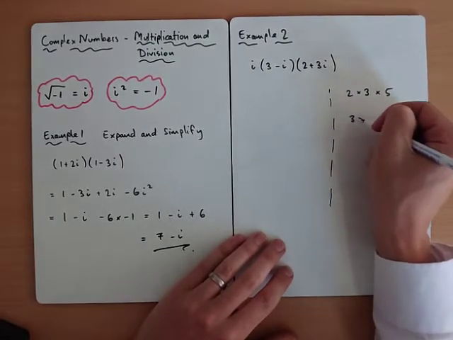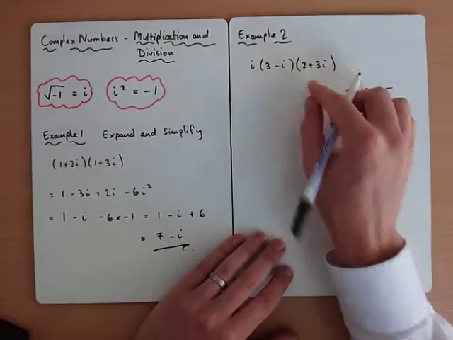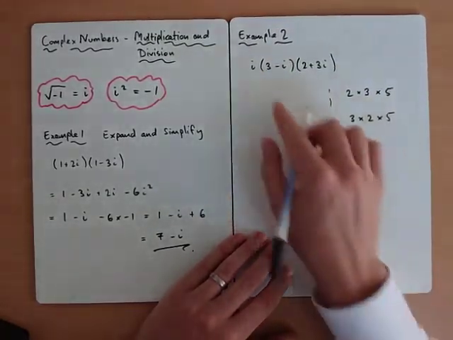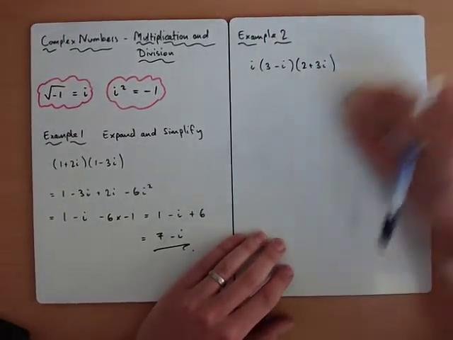But that would be the same as 3 times 2 times 5. So we need to understand that when we're multiplying 3 things, we can do it in any order that we want, but we don't multiply anything twice. Okay? Sorry for that bit of waffle, but just be careful.